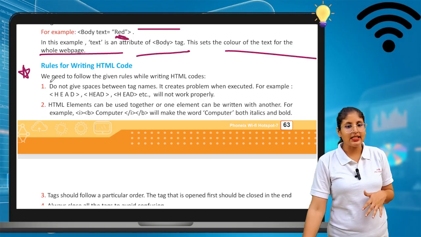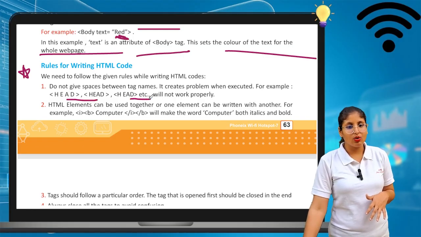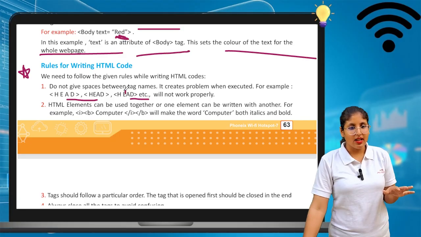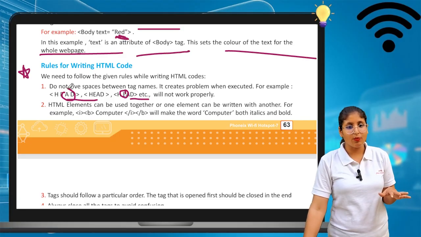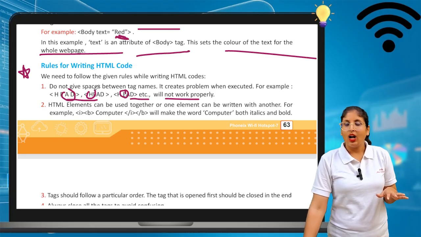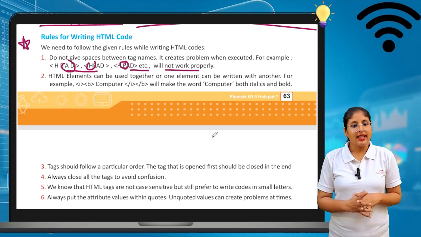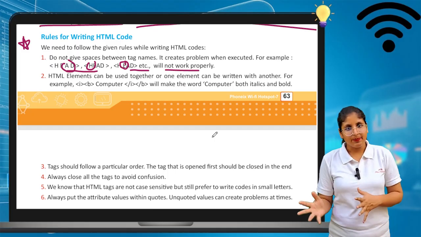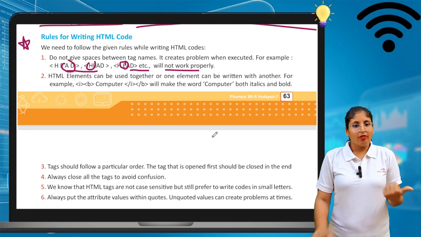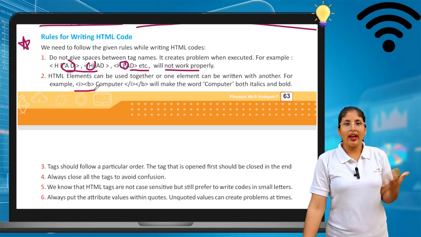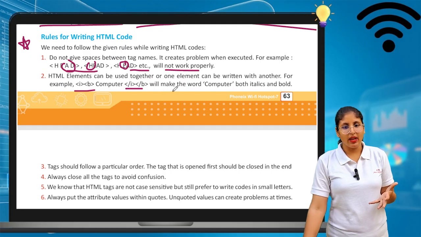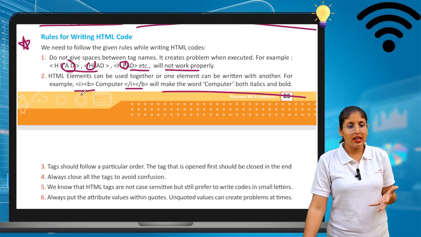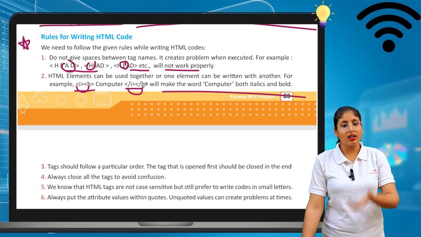For example, head. There's no need to give space. Here I am giving a space, and it creates a problem and will not work properly. No space is needed. Second, HTML elements can be used together, or one element can be written within another. For example, we make the computer both italic and bold. We can use both, and at the time of opening and closing, we write them in order.